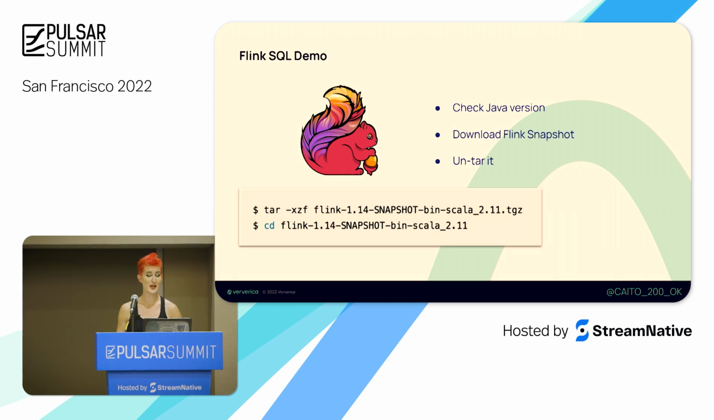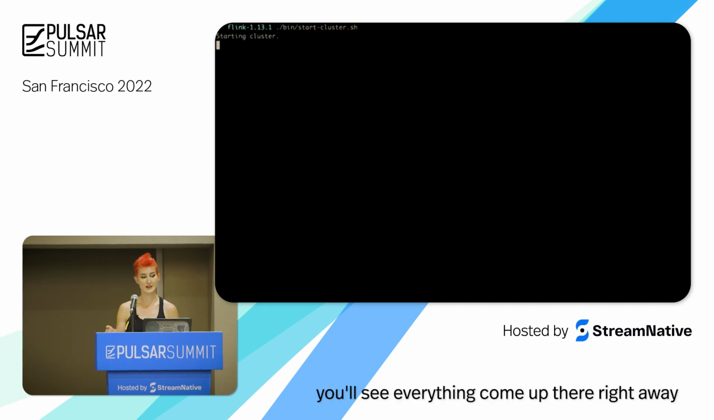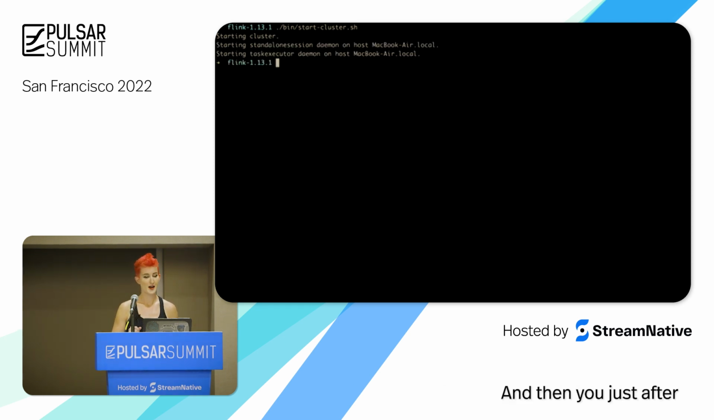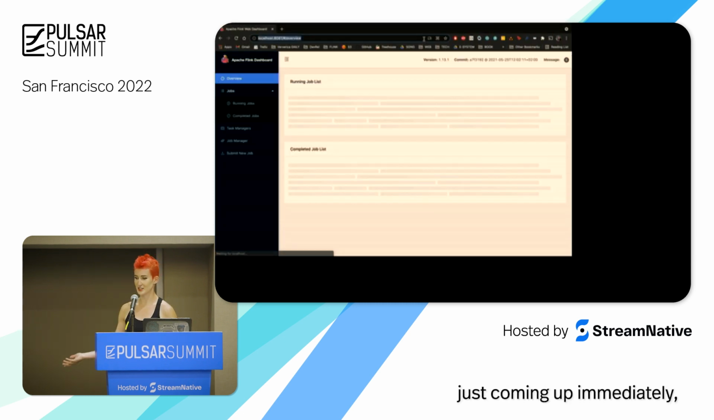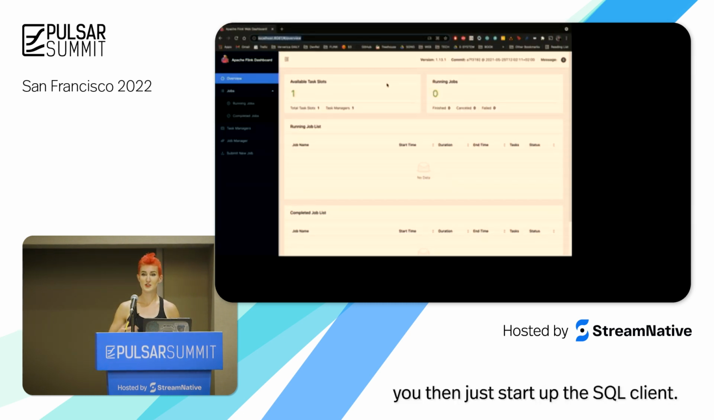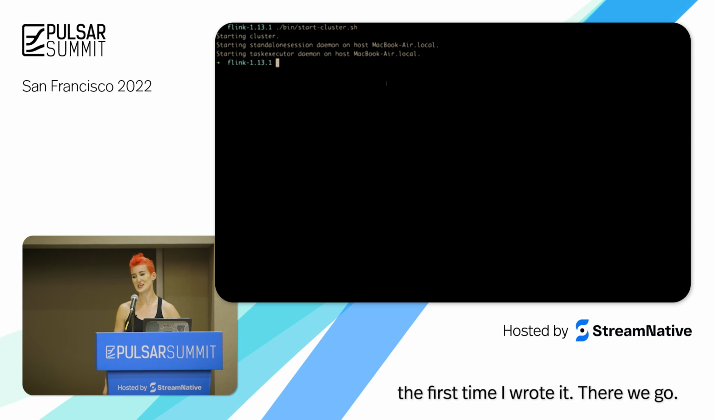So super simple. And then all you need to do is start a cluster. And at this point, you'll be able to open up the Flink UI that just comes out of the box of Flink, just on localhost here. You'll see everything come up there right away. As I refresh that, there we go. And then after you bask in the glory of it just coming up immediately, you then just start up the SQL client. So I'll leave that up there for a second. There we go. SQL client, and you just start that up.